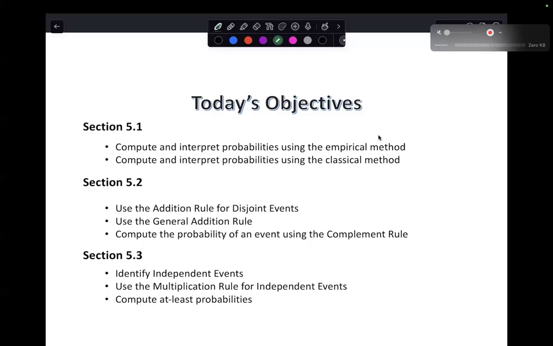In 5.2, we're going to talk about the OR rule, which is the addition rule for things that are disjoint. We'll talk about the general addition rule, and then we'll talk about the complement rule. And then in 5.3, we're going to talk about AND events. You'll understand what that means in a little bit. And we're going to talk about how to determine if things are independent and what the multiplication rule is for those. Then we'll also look at least probabilities.